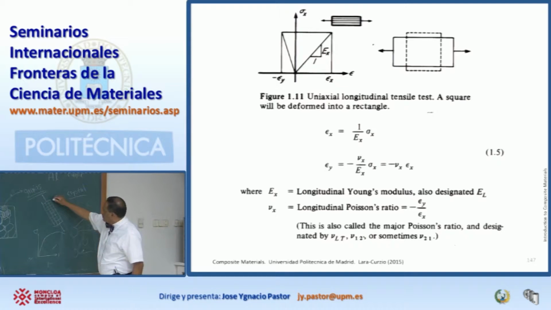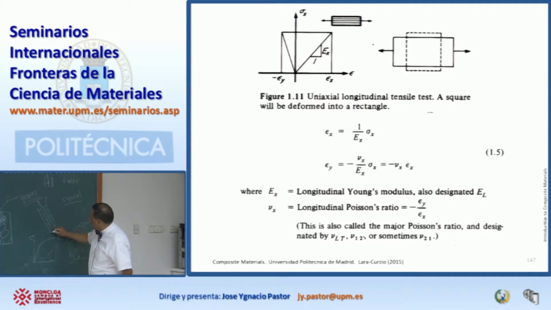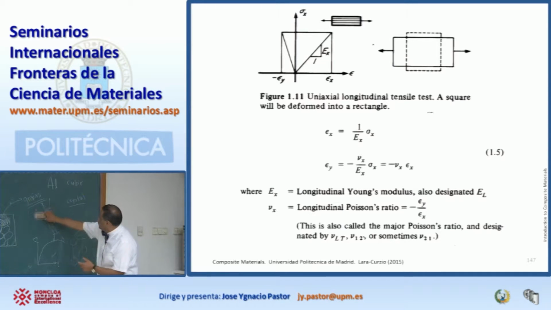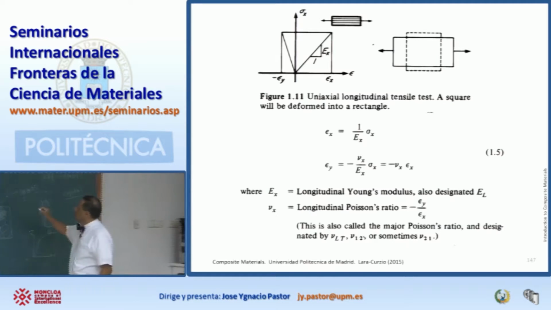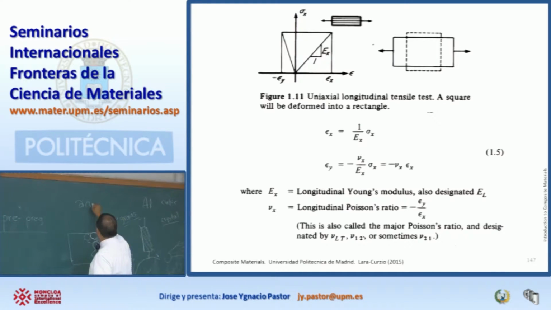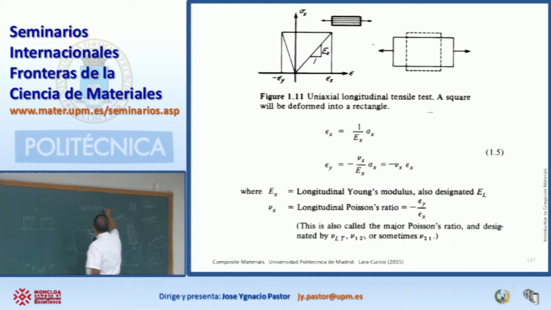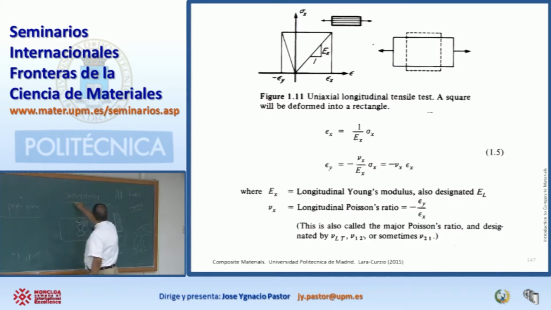And then I'm going to cut it again, or take a new crystal, but I'm going to pull it now in this direction. Am I going to get the same response or a different response? Different response. And that's what we call anisotropy. Anisotropy means that the properties depend on orientation. And this is very clear for crystals.